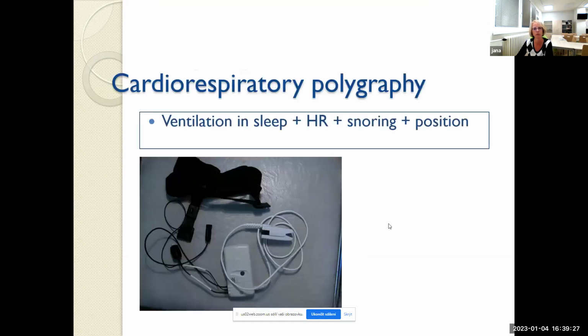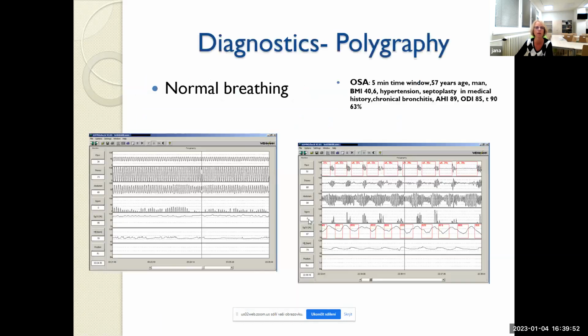This is cardiorespiratory polygraphy. It's the device I showed you in the little graphs. It is a very tiny box measuring the oxygen, with some little wires to measure the movement of the chest and the abdomen. So it's very easy, it's portable, they can take it home, so it's very comfortable for the patient, who doesn't have to be in the hospital. Here you see normal breathing, and here I already showed you the episodes of obstructive sleep apnea.